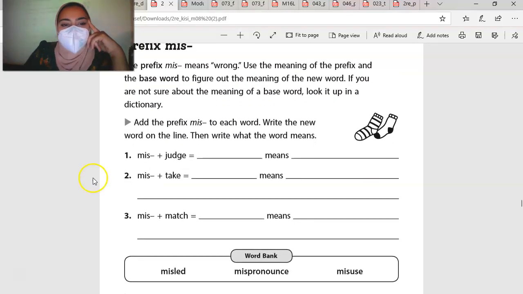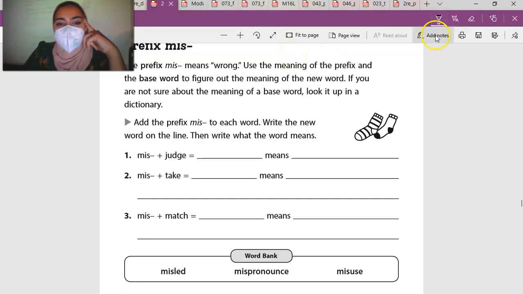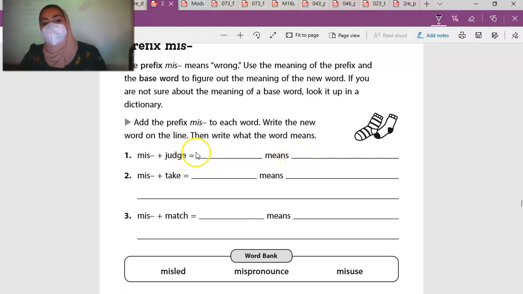Okay? The prefix miss, while you're looking for it, I'm just going to go ahead and read. The prefix miss means wrong. What does miss mean? Wrong. Using the meaning of the prefix in the base word to figure out the meaning of the new word. If you are not sure about the meaning of the base word, look it up in the dictionary. All right, misjudge. So remember, miss means wrong. Misjudge. So we're going to write the word together here. Misjudge. M-I-S-J-U-D-G-E. You're just putting them together.